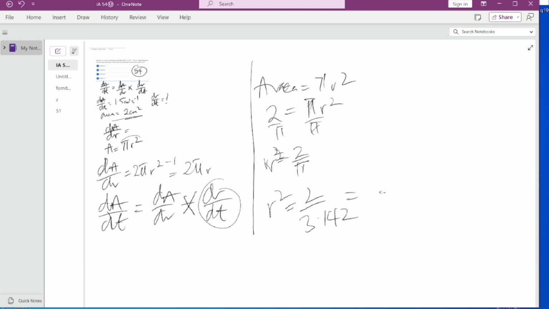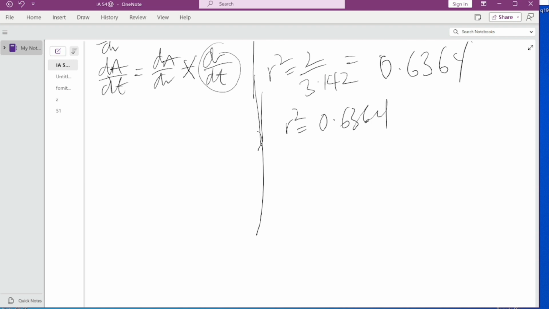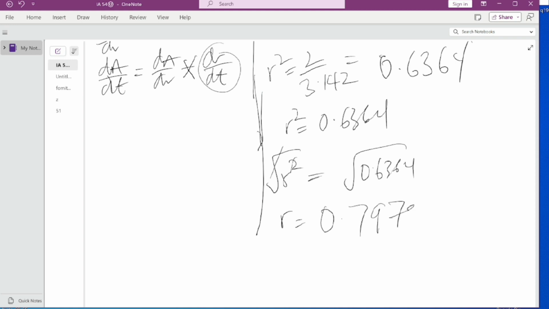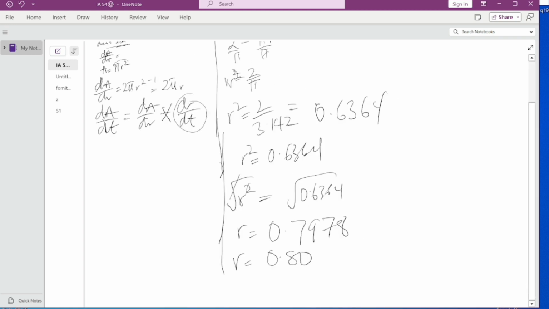R squared is 0.6364. We find the square root of both sides: the square root of r squared and the square root of 0.6364. The square root cancels the square, then we have r equals the square root of 0.6364, which will be 0.7978. We go back to our formula with what we have.